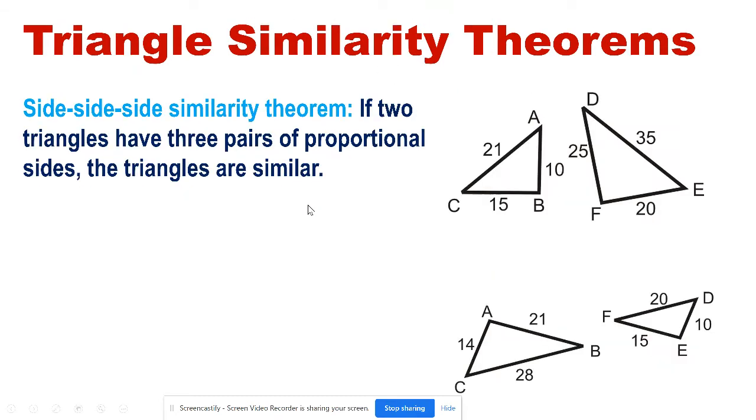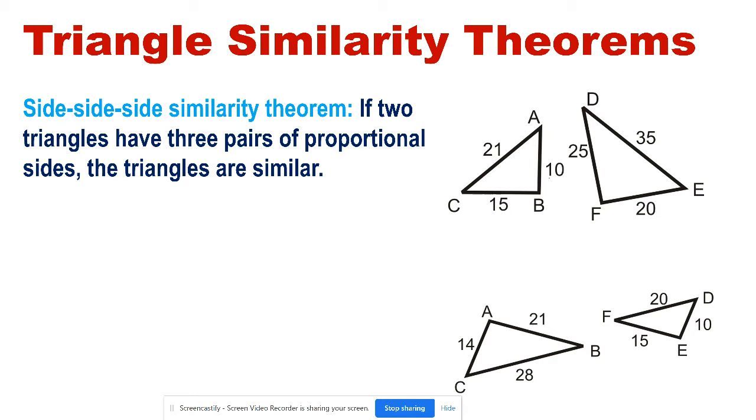All right, the third one is side, side, side. Again, that's one we use with congruent triangles. And again, the difference here is that we're not looking for sides that are the same. We're looking for sides that are proportional. So we have two examples here. And what we want to do is same thing, except we have three pairs of sides this time. So we're going to just kind of go around the triangles and match up the sides.